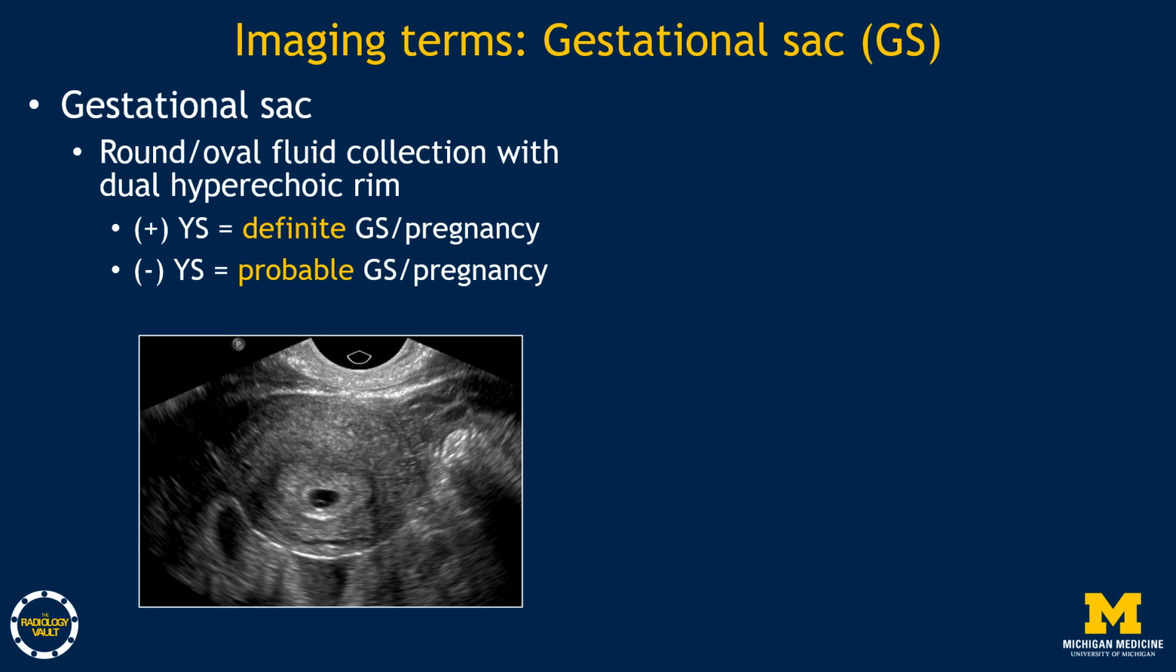The term gestational sac refers to a round or oval fluid collection with a dual hyperechoic rim, the so-called double decidual sign, which is formed by 2 layers of decidua. If a yolk sac is present, we can confirm that this is a definite gestational sac or pregnancy, and if a yolk sac is not present, but we do see that double decidual sign, and dating and other parameters are all concordant, we have a probable gestational sac or pregnancy.